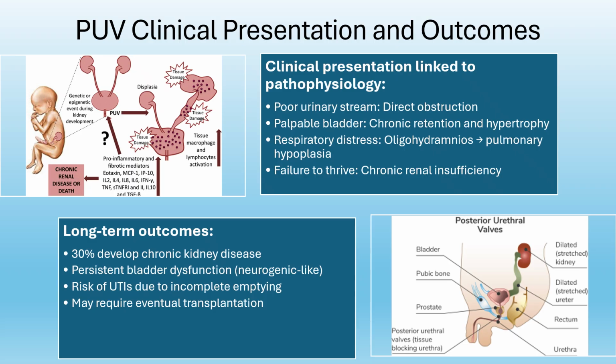Long-term outcomes demonstrate irreversible early renal and bladder damage. Approximately 30% develop chronic kidney disease, requiring dialysis or transplantation by adolescents. This reflects both congenital renal dysplasia and ongoing injury from persistent bladder dysfunction.